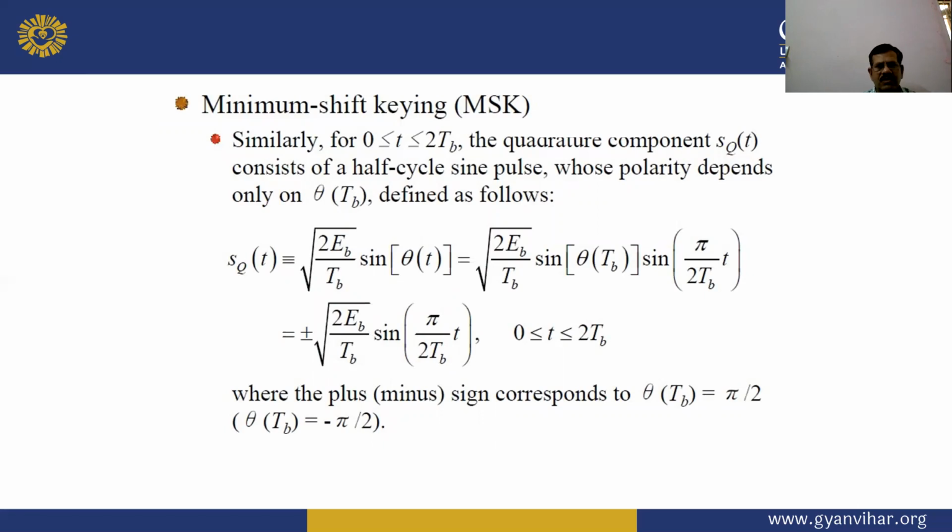Similarly, for the time duration between 0 and 2Tb, the quadrature component sQ(t) consists of a half-cycle sine pulse whose polarity depends only on θ(Tb), defined as follows: sQ(t) equals square root of 2Eb/Tb sin θ(t) equals square root of 2Eb/Tb sin θ(Tb) multiply sin πt/2Tb. This also equals plus or minus square root of 2Eb/Tb sin πt/2Tb when t is between 0 and 2Tb, where the plus and minus signs correspond to θ(Tb) values of plus π/2 and minus π/2.